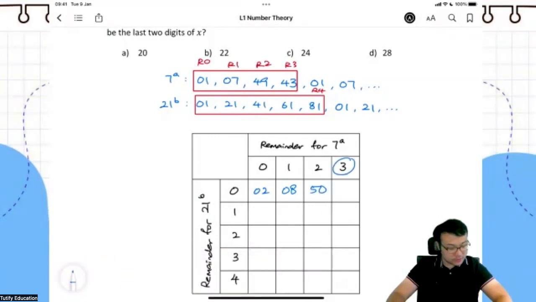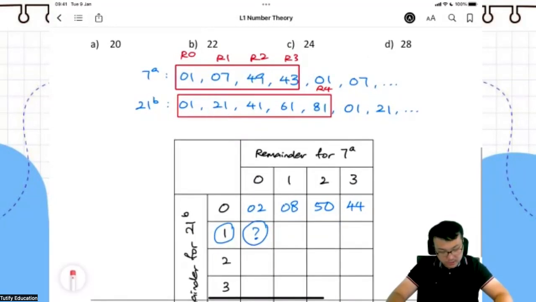Yes. Now let's look at remainder of 3. Remainder of 3 corresponds to which number here? 43. Then remainder 0 corresponds to which number? 0.1. So 43 plus 0.1 is? 44. Yes. Very good. Let's try one more, okay? You start from the remainder 0. 1. Then what about this remainder 1 here? 21. Yes. 21 plus 1 is? 22. Correct. Okay, so the number 22 should appear here.